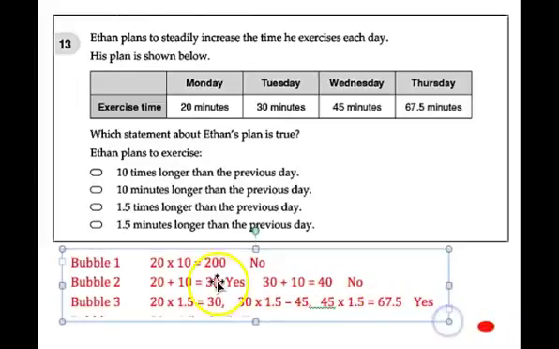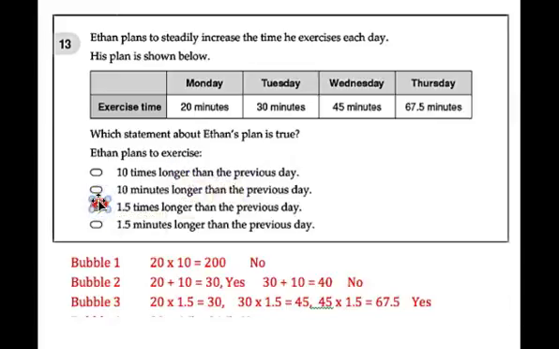So we're multiplying by 1.5. So we've got 20 times 1.5. Well, that's 30. That's a yes. 30 times 1.5. Well, that's 45. That's another yes. 45 times 1.5, that's 67.5, and that is another yes. So it appears that the third bubble is correct.